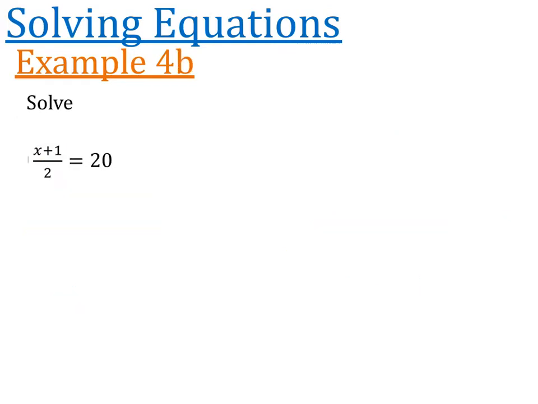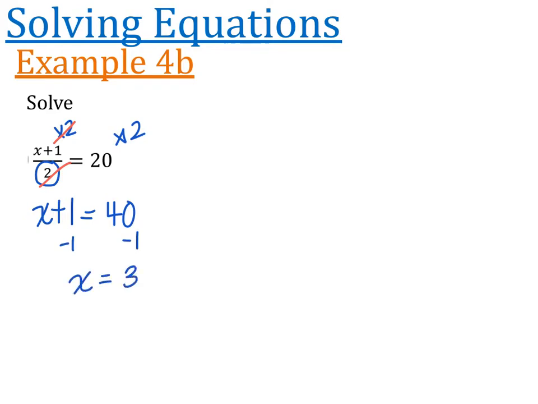All right, absolute last example, solve x plus 1 divided by 2 is equal to 20. So the first thing we need to do is get rid of this divided by 2. So we're going to multiply both sides by 2. If we multiply the left-hand side by 2, this 2 and this 2 are going to cancel each other out, so we don't have to worry about that. And on the other side, we've got 20 times 2, which is 40. So we've got x plus 1 is equal to 40. And then we can subtract 1 from both sides. And we're left with x is equal to 39.